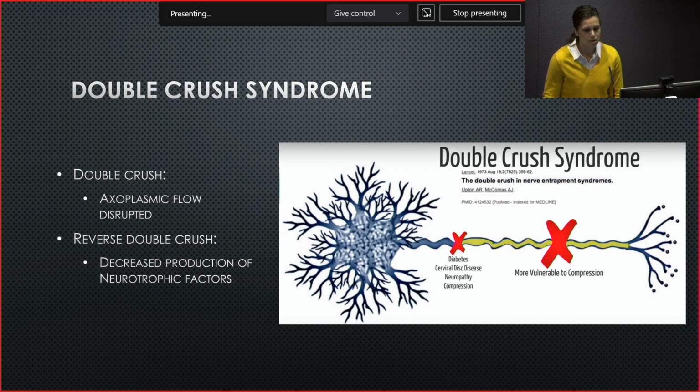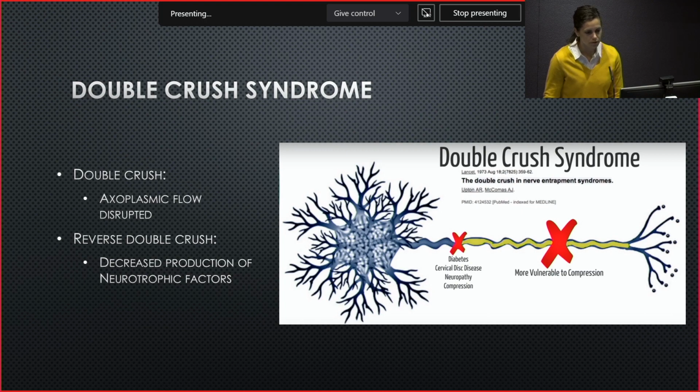Double crush syndrome is also important to remember when evaluating these patients. This is understood as the mechanism of nerve compression at one level, which makes it more susceptible to damage at another level. In an antegrade fashion, it's hypothesized that axoplasmic flow will be compromised by proximal nerve compression and then further compromised if there's distal nerve compression.